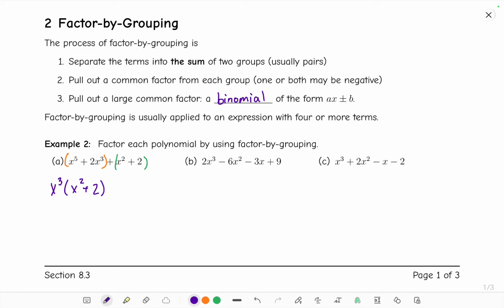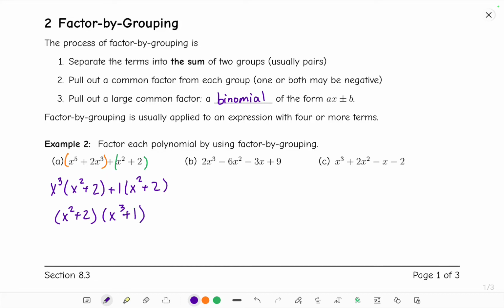Now, x squared plus 2, they don't have a variable in common, and they don't have any coefficients in common. So the GCF is 1. So I'm going to factor 1 out. Well, when you factor 1 out, it doesn't change anything, but I still recommend writing it because it makes this next step easier. Because now I need to pull out the large common factor, the binomial, which is x squared plus 2. So I pull out the x squared plus 2, and then we're left with x cubed plus 1.